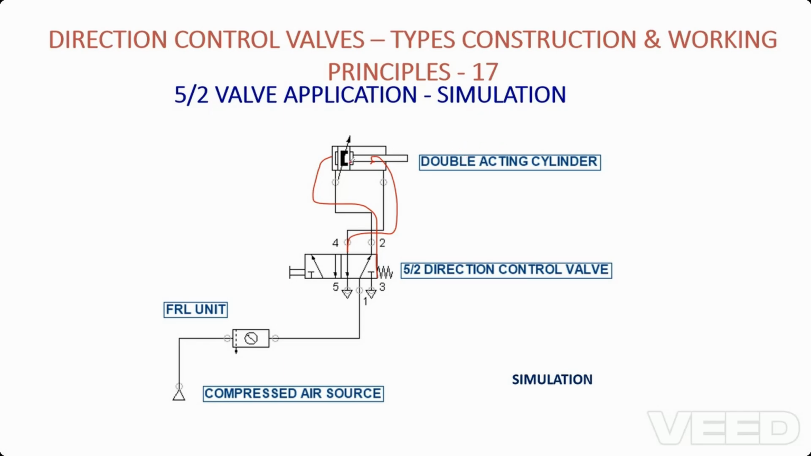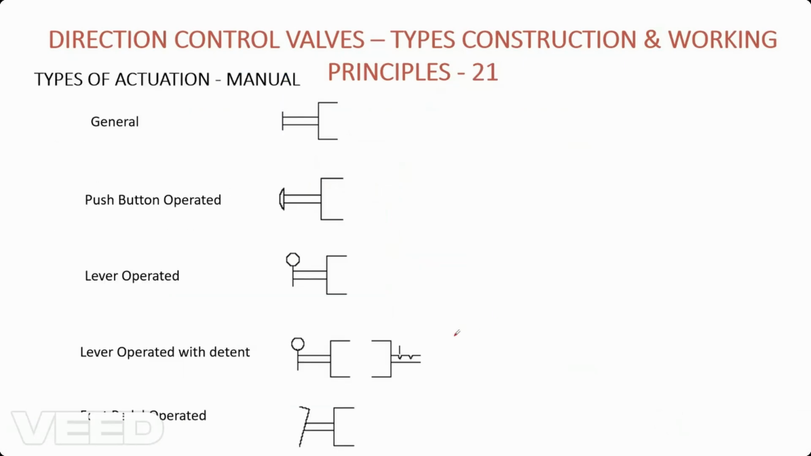So when it is moving forward, what happens? Whatever air is present goes from 4 to 5. When it is moving backward, it goes from 2 to 3. So this is how the 5 by 2 valve works.